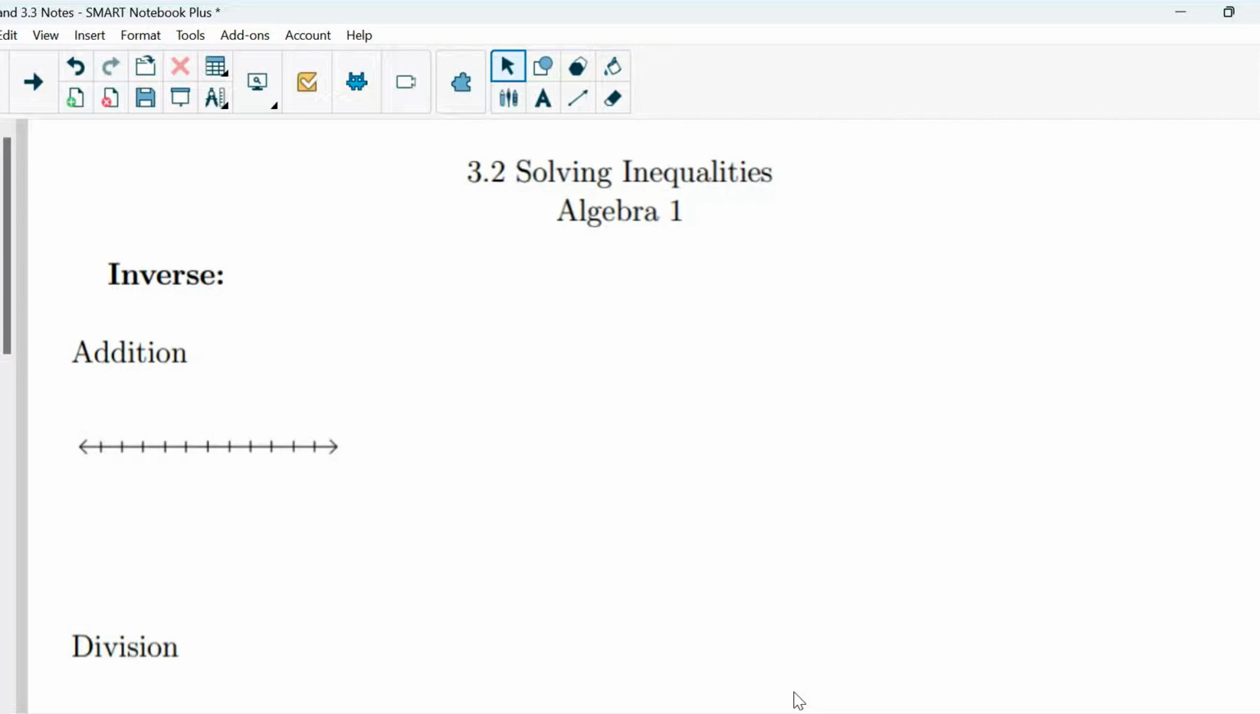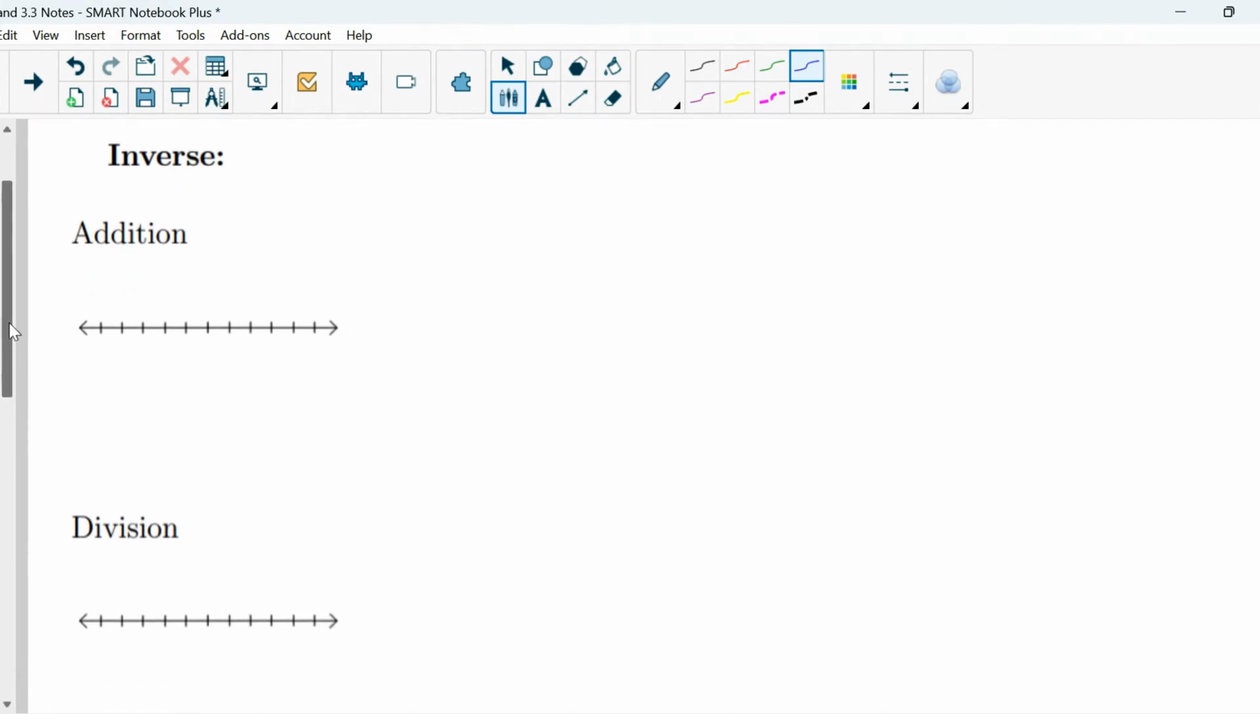and 3.3 all in one lesson. These are on solving inequalities using addition, subtraction, multiplication, and division. So just a quick review here. Ignore these number lines. Remember, our inverse operation for addition would be subtraction. And our inverse operation for division would be multiplication.